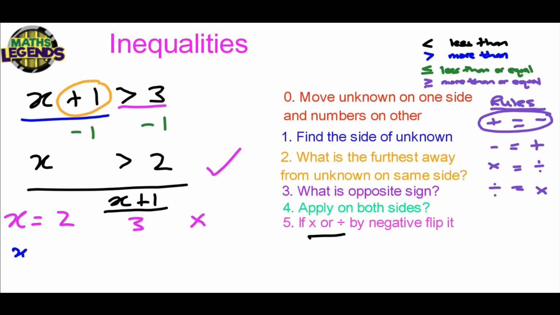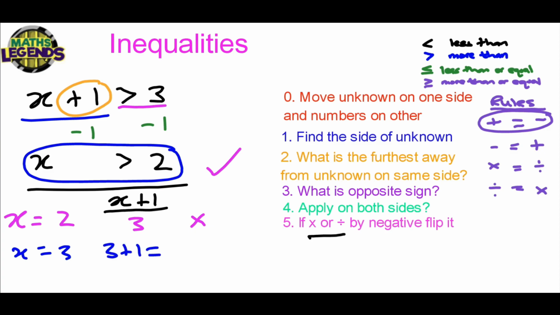Let's try x equals 3. Now it is more than 2 as per our answer. So let's see, is it true? X plus 1, so we replaced x with 3. So 3 plus 1 is equal to 4, which is more than 3. So this is correct. So our answer here is x is more than 2, and we have just shown that it works for this inequality that we've been asked to solve.